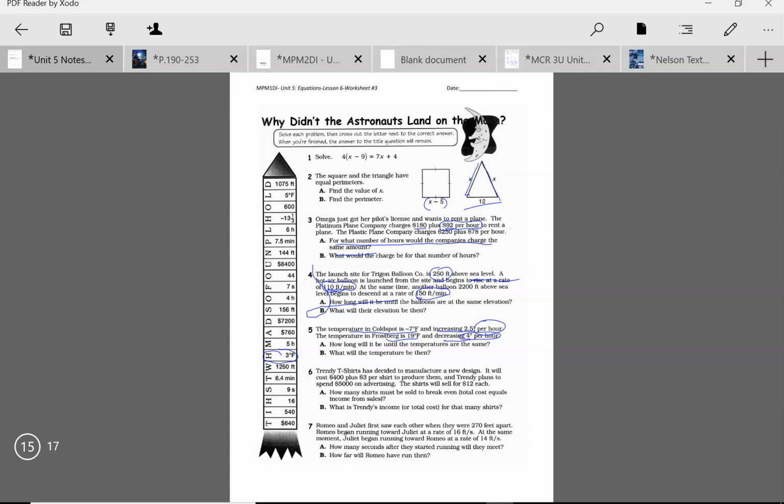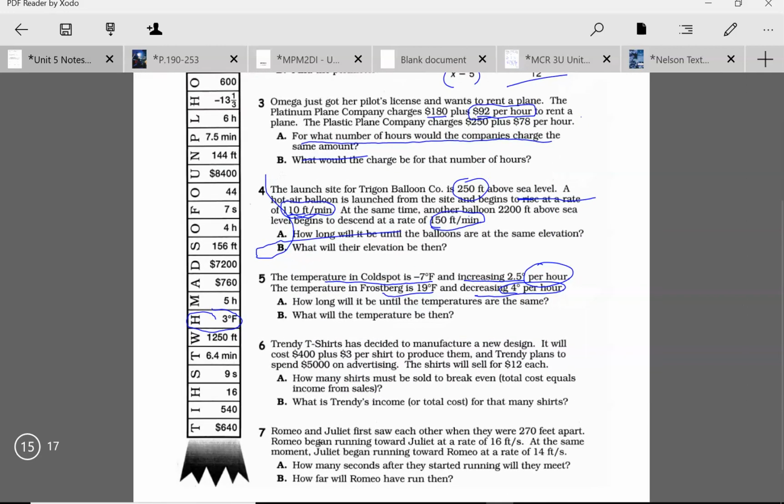Okay, this is a slightly different question. Trendy t-shirts have decided to manufacture a new design. It will cost $400 plus $3 per shirt to produce them. And Trendy spends $5,000 on advertising. The shirts will sell for $12 each. How many shirts must be sold to break even?